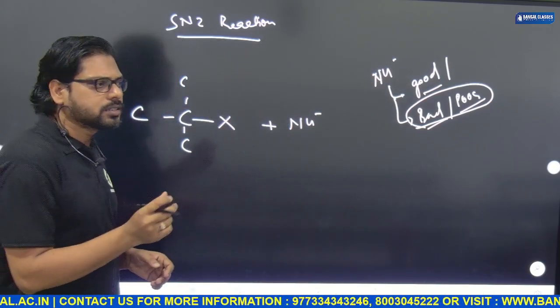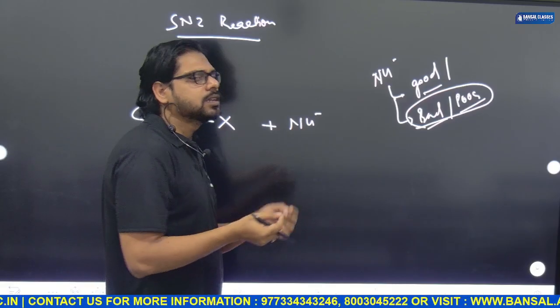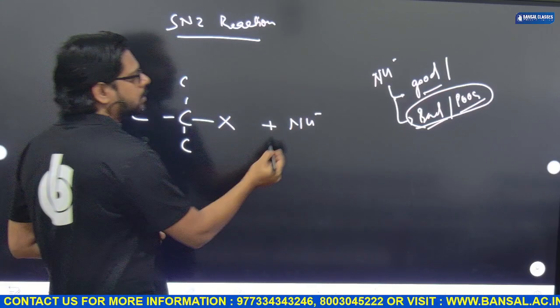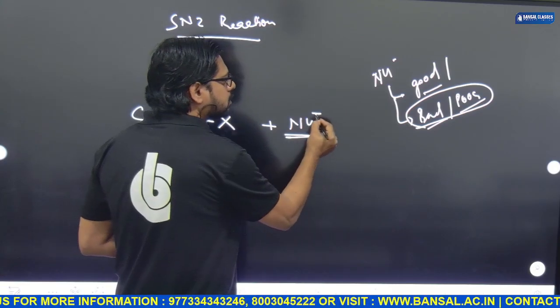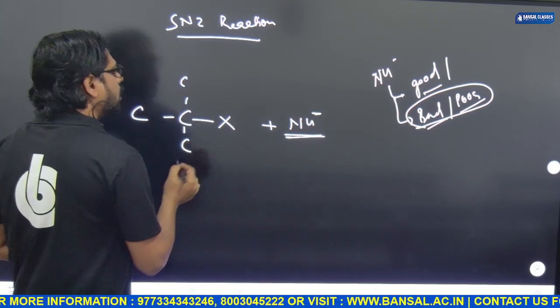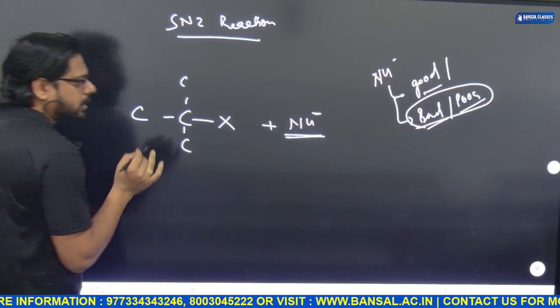It means the charge density on that particular nucleophile was somewhat less. But here it's a good nucleophile. It means this charge density is very much larger. Now what will happen in this particular scenario?